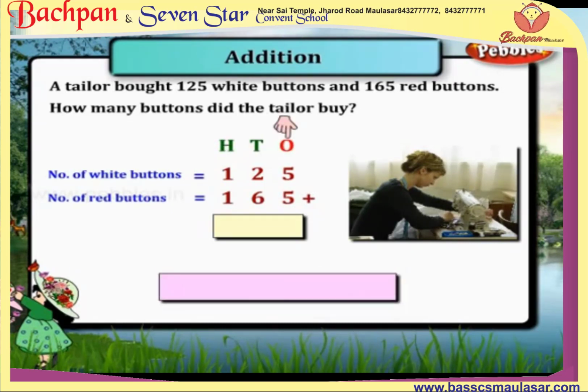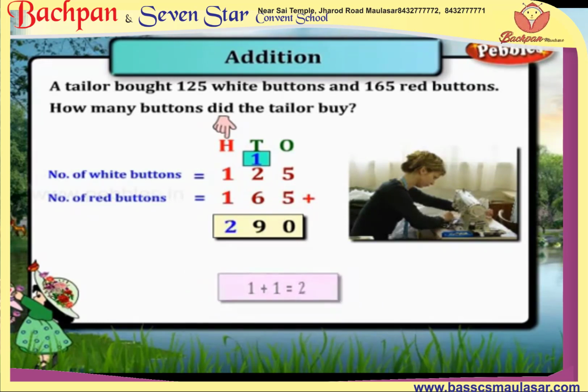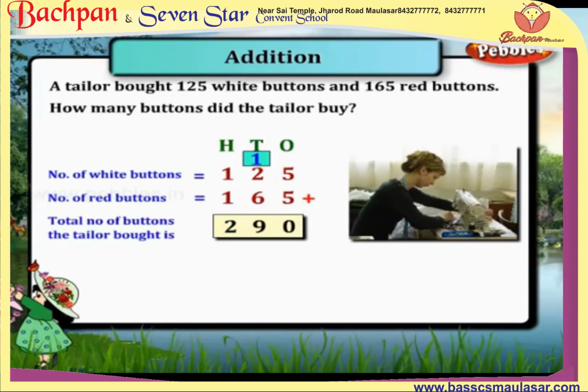Add the ones. 5 plus 5 is equal to 10. Write 0 in the ones column and carry over 1 to the tens column. Now add the tens. 2 plus 6 plus 1 is equal to 9. Write 9 in the tens column. Now add the hundreds. 1 plus 1 is equal to 2. So, the total number of buttons that the tailor bought is equal to 290.